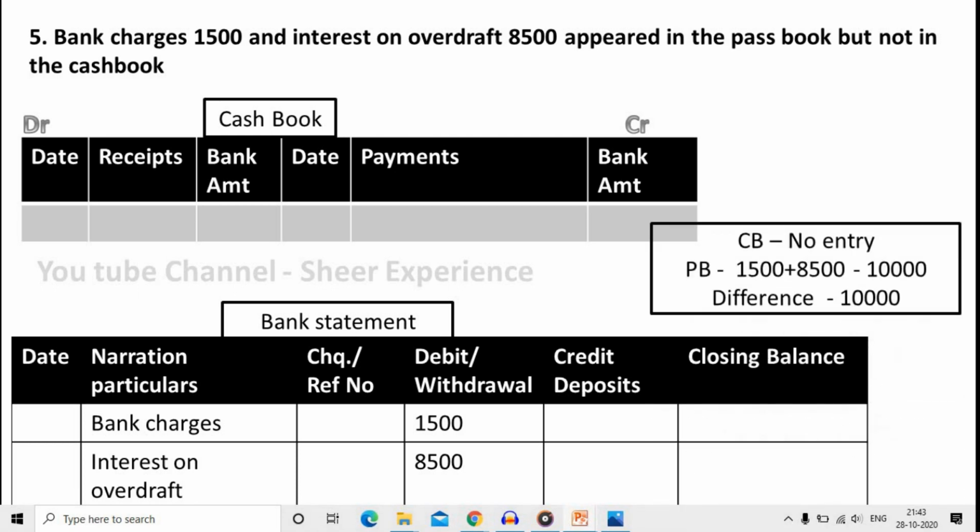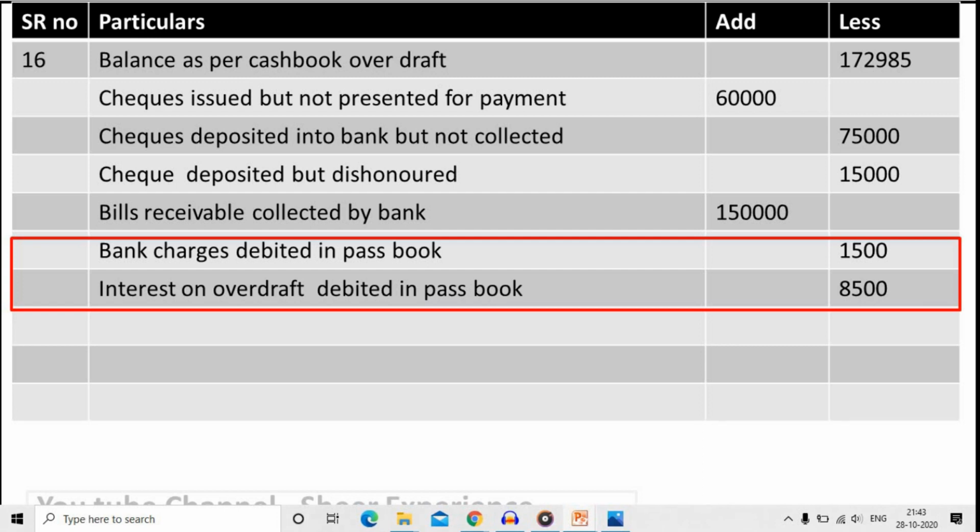So the difference between cash book and passbook is 10,000. Here cash book balance is more and passbook balance is less. Since passbook balance is less, I will mention this amount in the less column. So 1,500 in the less column, and in the particulars column bank charges debited in passbook, and 8,500 in the less column, and in the particulars column interest on overdraft debited in passbook.